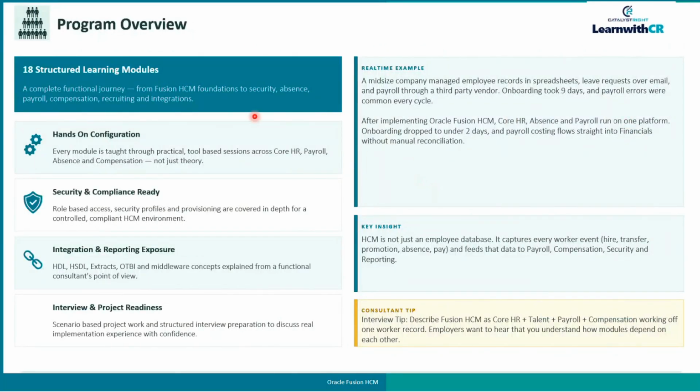Just to conclude on this part, in terms of program overview, this program will have 18 structured modules, which ma'am will discuss later, once you enroll and once you start. But at a high level, 18 modules are there, including the core HR, payroll, absence, compensation. It will not be theoretical for sure. You also will have knowledge about security and compliance, because that is an important point for user creation or role creation and role based access, RBAC. That will also be covered so that it will be compliant as per the client side.